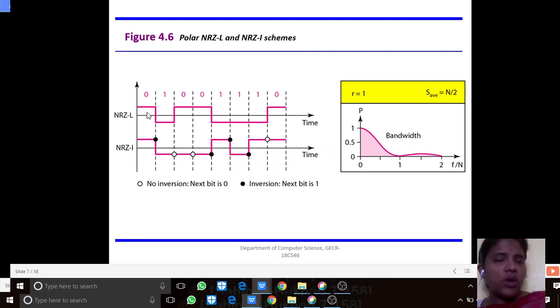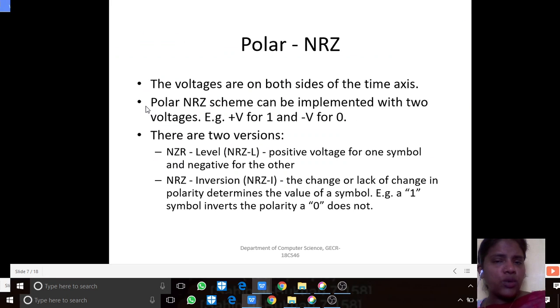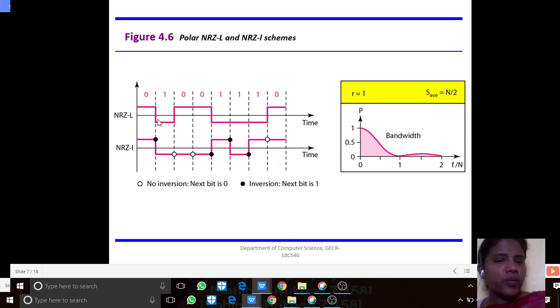Above, the positive voltage is representing what? It's shown here as plus V for 1 and minus V for 0. Plus V for 1, minus V for 0. Okay.